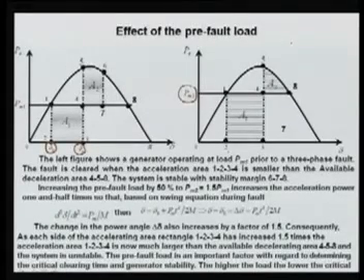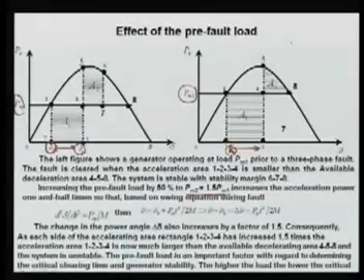So what happens here: again at point 2 it was delta naught, and this delta naught is different from the earlier delta naught. But the duration from 2 to 3 is the same here as well as here. So this Pm2 is 1.5 times more; I have already written here that Pm2 is equal to 1.5 times Pm1.